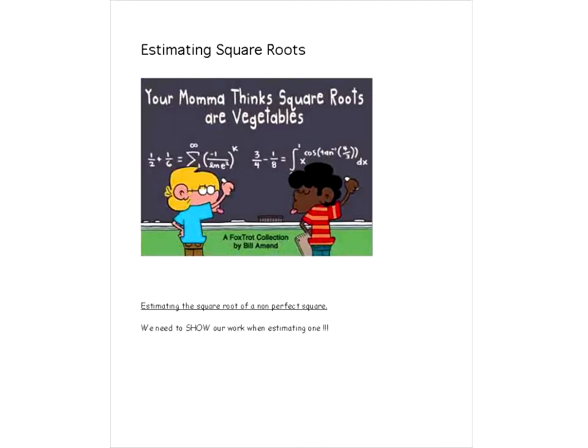And okay, so now what we're doing here, instead of estimating the square roots of perfect squares, so remember numbers like 25 and 36 are perfect squares, we're going to talk about the square roots of non-perfect squares.